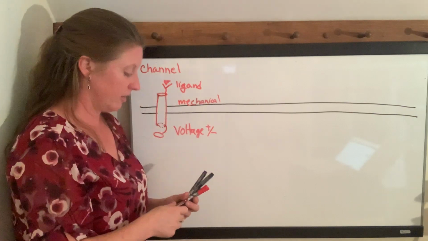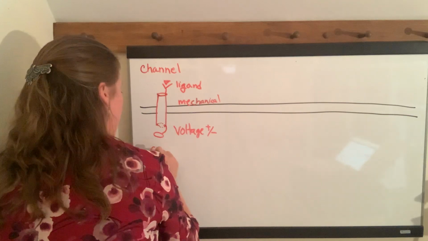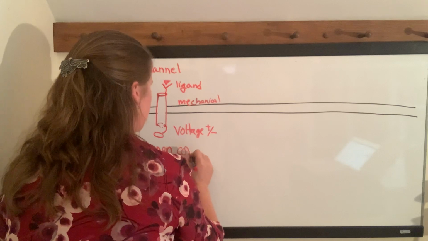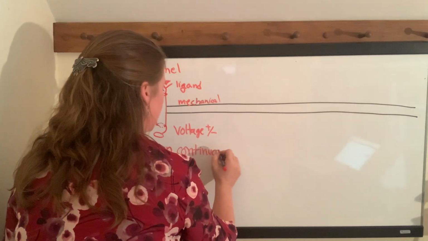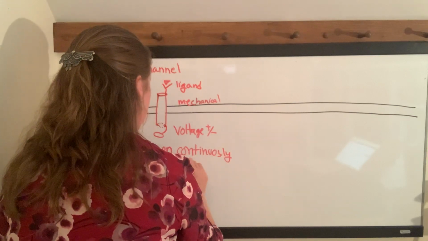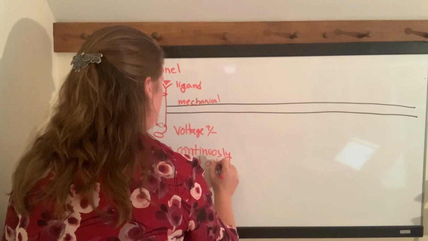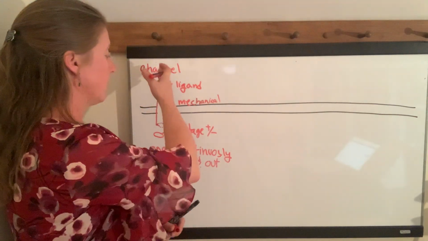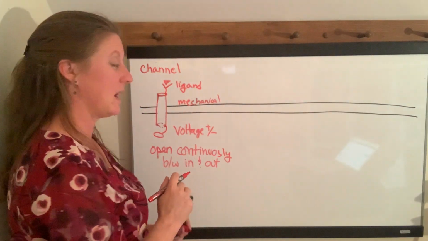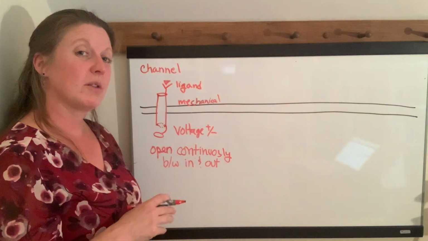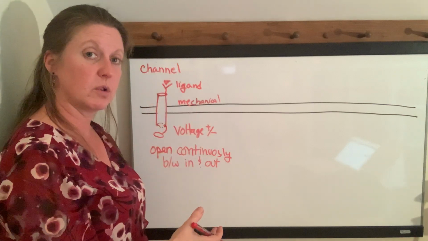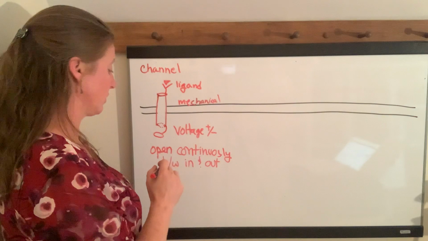Okay, so channels are open continuously between the inside and the outside, though they may have a gate. So there is an opening there. I know I'm saying this over and over again because I'm making a comparison. Channels are also incredibly fast because all that's required is for the channel to open, and substances can move according to diffusion, which we're going to talk about shortly.